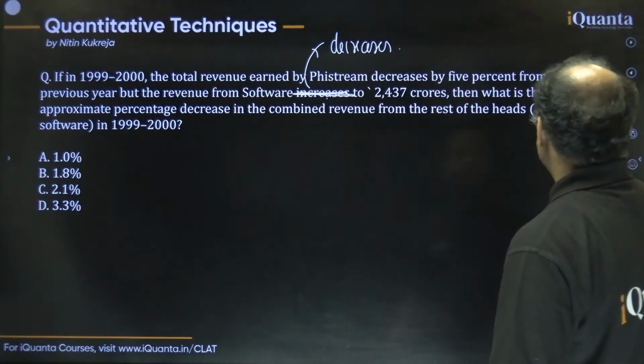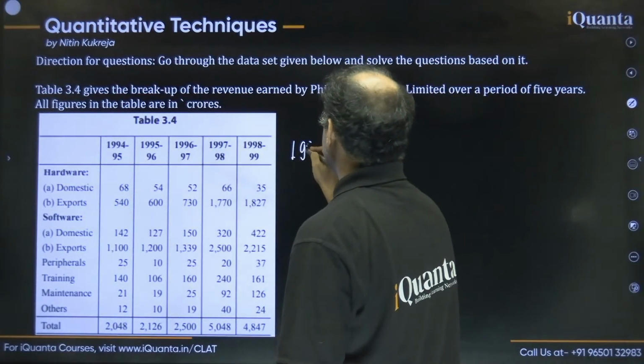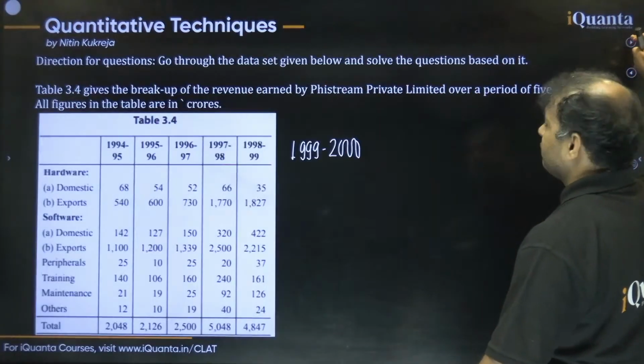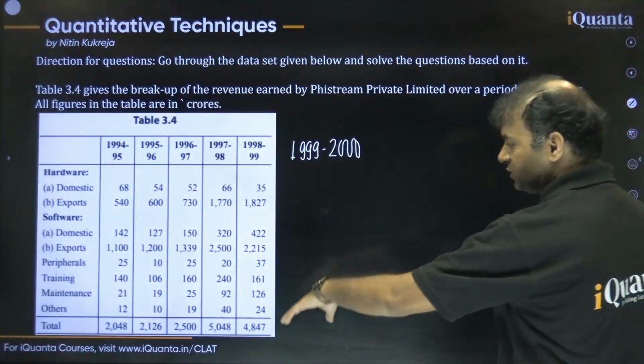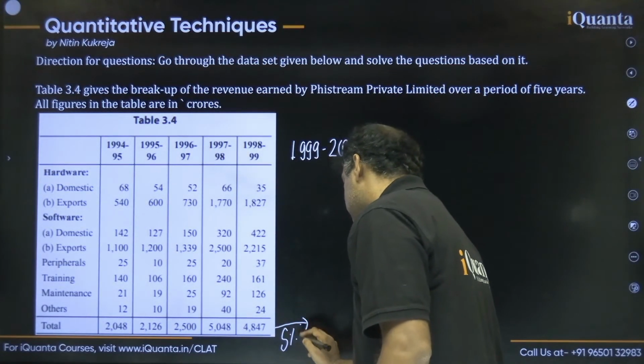Okay, now let's go back to the table. In 99, they are saying what in the next year? The total revenue is decreasing by 5%, right? The total revenue is decreasing by 5%, all right? So we can say, where is the total revenue? There is the total revenue, right? This should decrease by 5%. Okay, we'll see that, right?